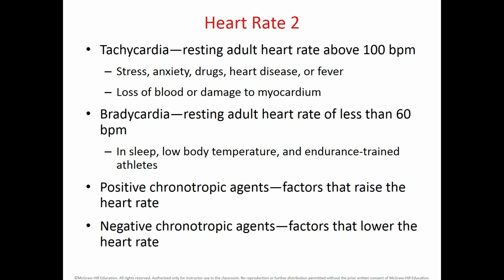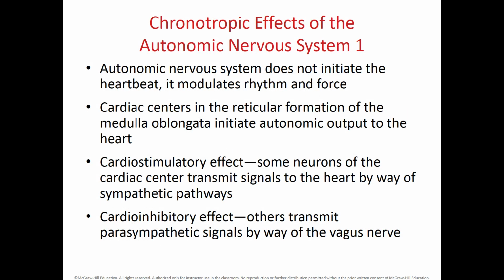And then the heart can be subject to something called positive chronotropic agents, which are factors that can increase the heart rate, and negative chronotropic agents, which are factors that lower the heart rate. So the ANS can have a chronotropic effect. If you remember, the sympathetic system increases the heart rate, so it has a positive chronotropic effect. But you can also have a negative chronotropic effect with the vagus nerve. The vagus nerve decreases the heart rate.